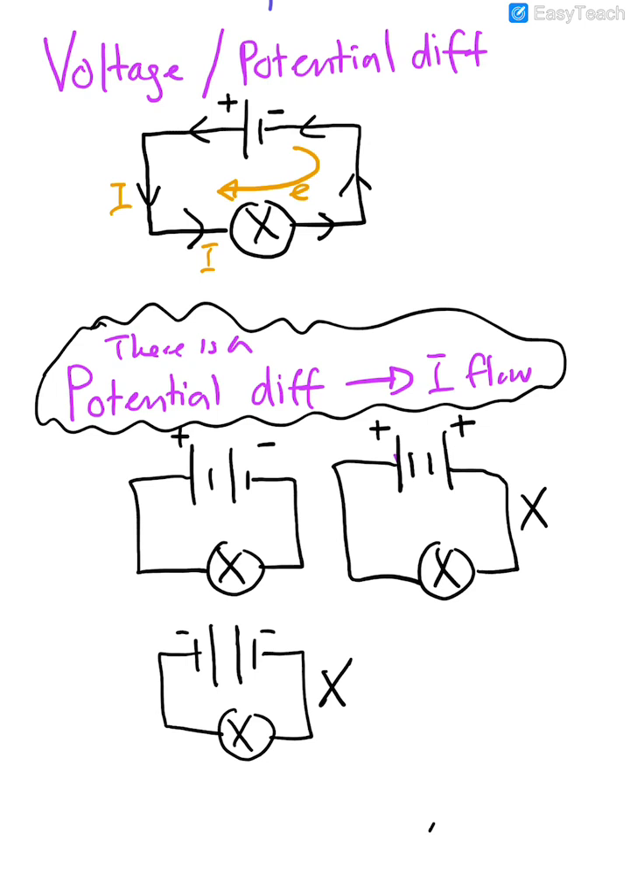So in order to measure potential difference, we use what we call a voltmeter. When we connect a voltmeter, we connect it in parallel, like this. If you connect it over the battery, we can say it's measuring the voltage of the battery, the potential difference of the battery, or the EMF, which is known as the electromotive force.